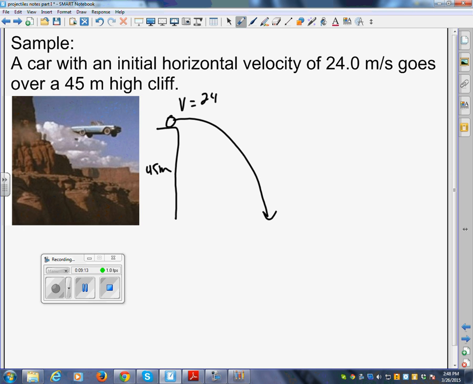Thelma and Louise, I realize I'm spoiling the movie, but at the end of the movie, they drive off the cliff. What is their launch angle? Big fat 0. They just drive off the cliff. This is a sample problem. This is important. I haven't given you the question yet. I'm just telling you that the car is driving at 24 meters per second, and the cliff is 45 meters high.